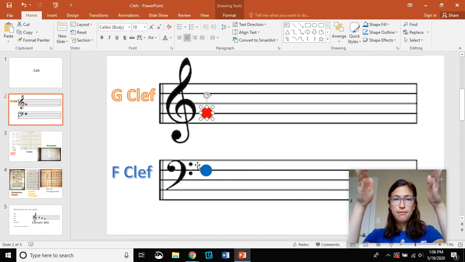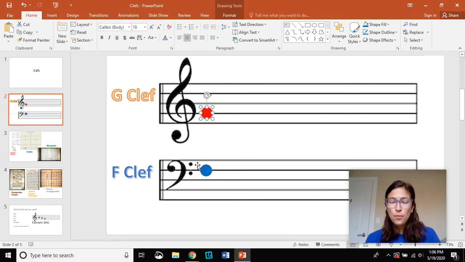So we have G clef, F clef, and we can move that note around. F, we can go down, F, E, D, C. Bring it back to F, we can go up, F, G, A, B, and play with those notes.